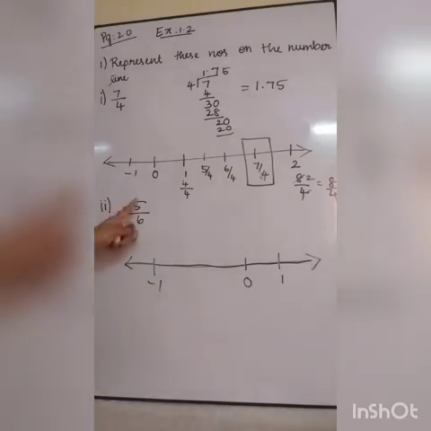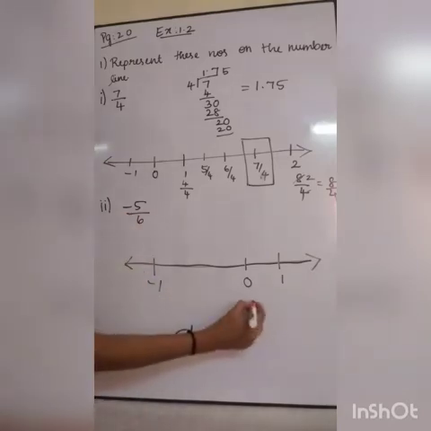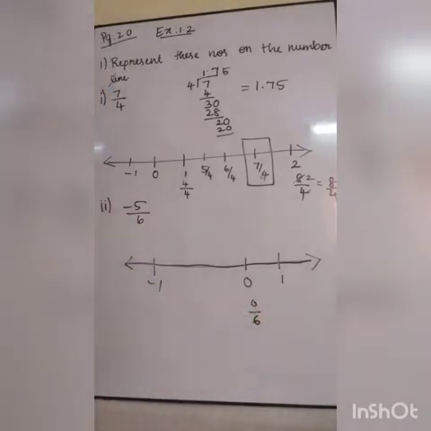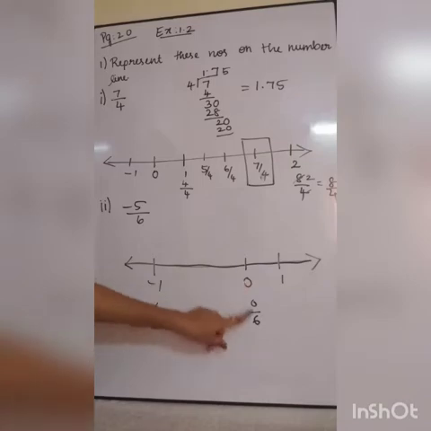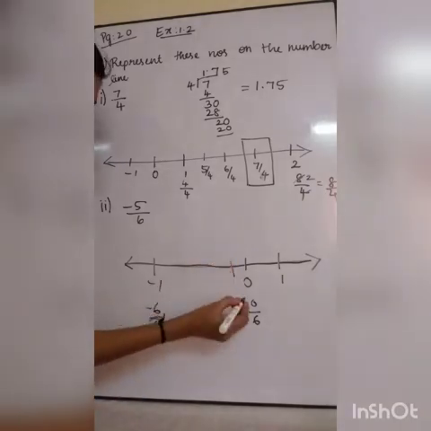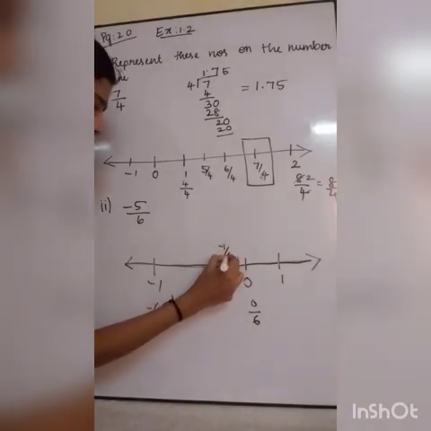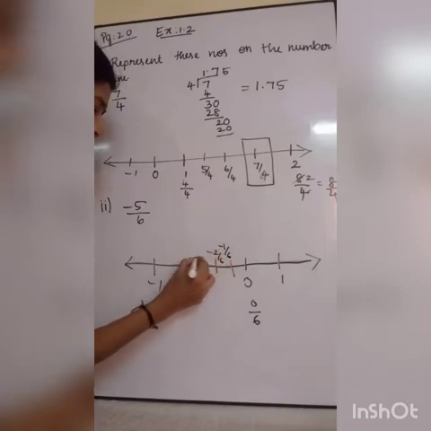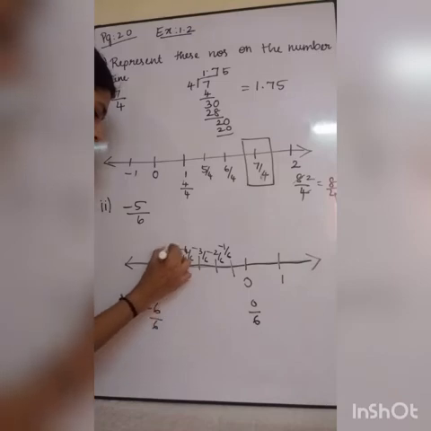So can we write this 0 as 0 by 6? Can we write 0 as 0 by 6? So -1 will become -6 by 6. Can we write it like this? 0 as 0 by 6, -1 as -6 by 6, because our denominator is 6. So what will be the numbers in between these two? -1 by 6, -2 by 6, -3 by 6, -4 by 6, -5 by 6.